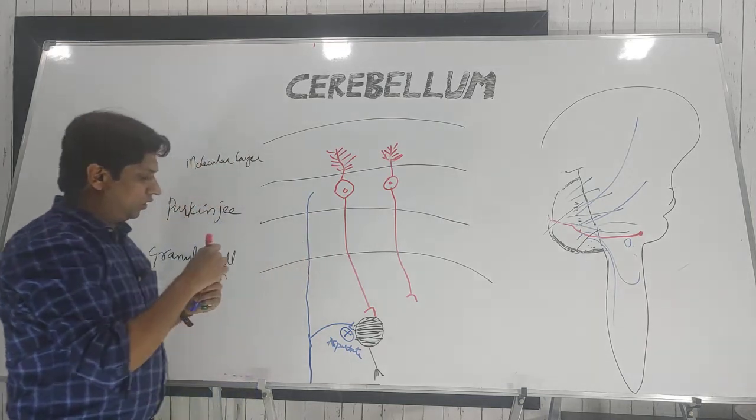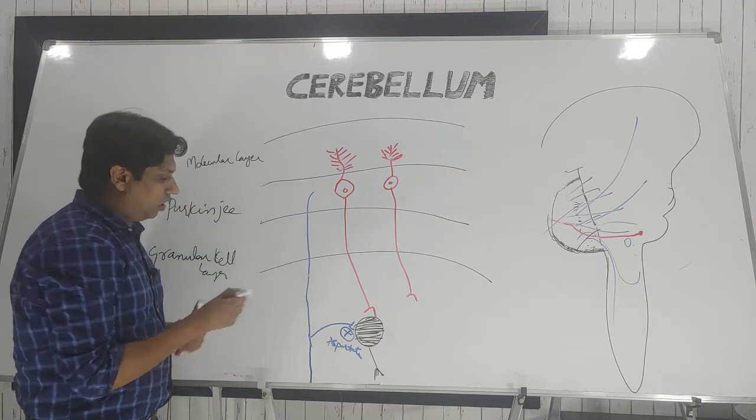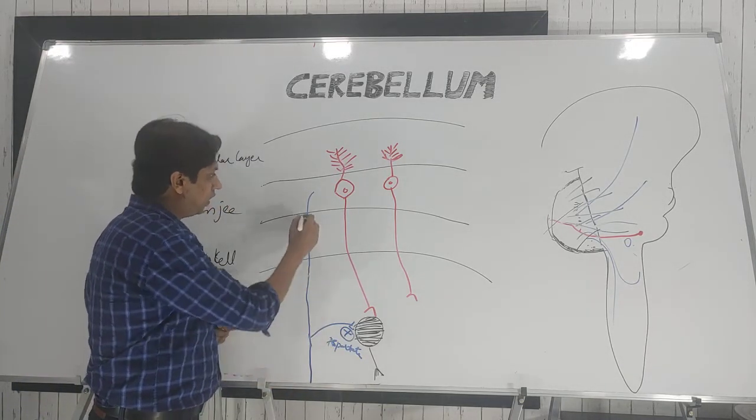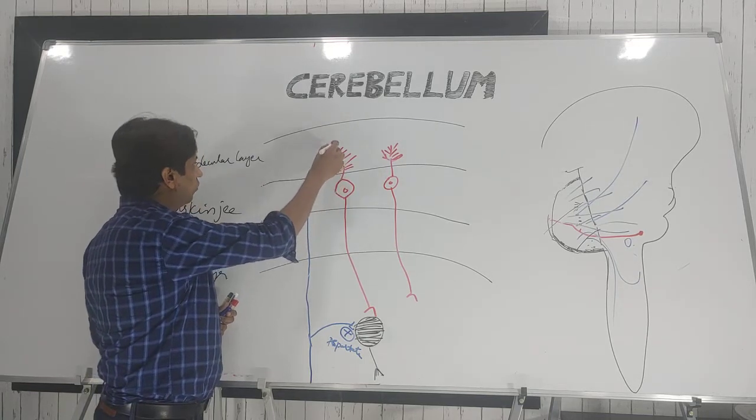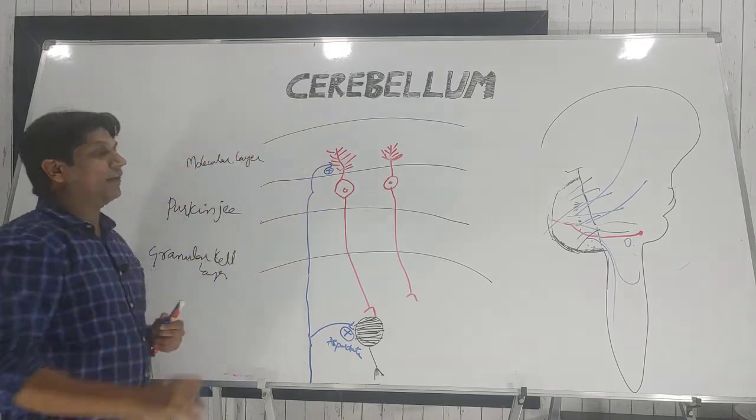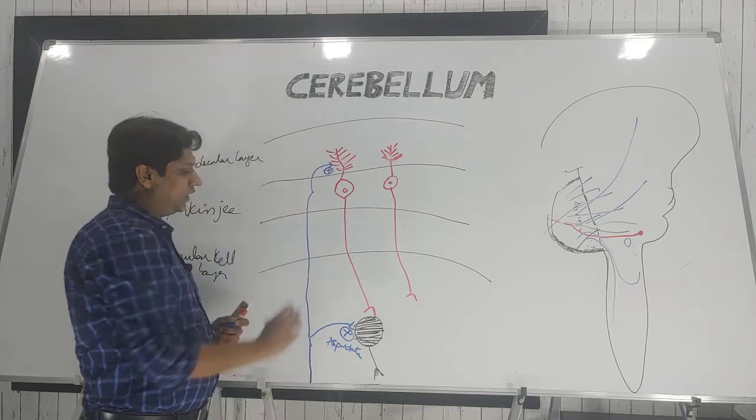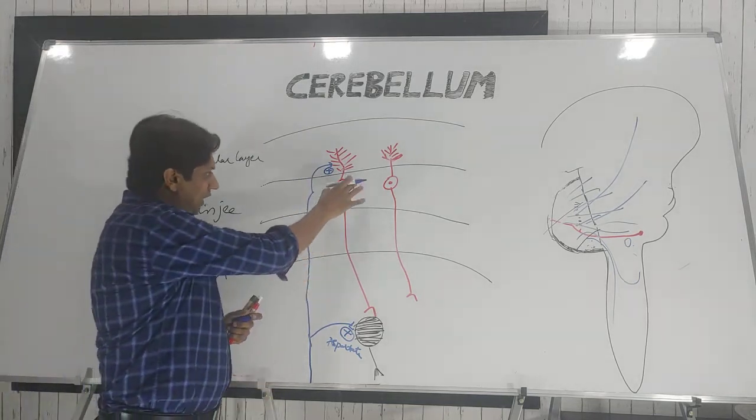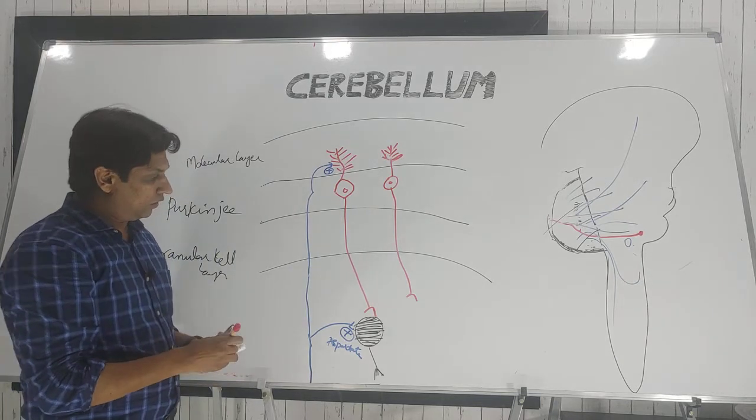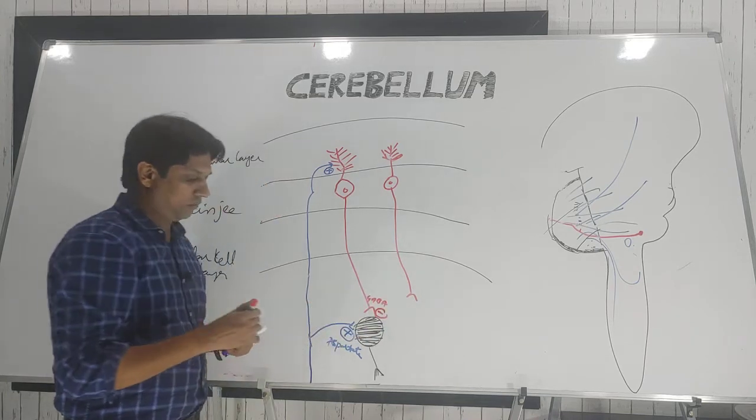Now the climbing fibers from the inferior olivary nucleus will stimulate the deep cerebellar nuclei, as well as go to the deeper layer and stimulate the Purkinje cell layer. The neurotransmitter here is aspartate, remember. And in turn, this Purkinje cell layer will inhibit the deep cerebellar nuclei, and the neurotransmitter here is GABA, an inhibitory neurotransmitter.